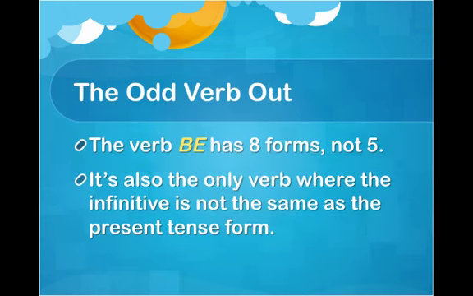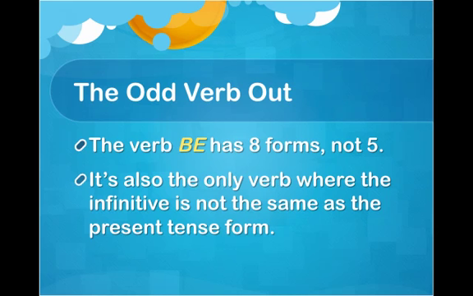The odd verb out in all of this: most verbs have 5 forms, but to be or not to be, that is the question. We've got 8 forms here, not 5. The infinitive is to be. Then we have our past tense, which was, not beed.